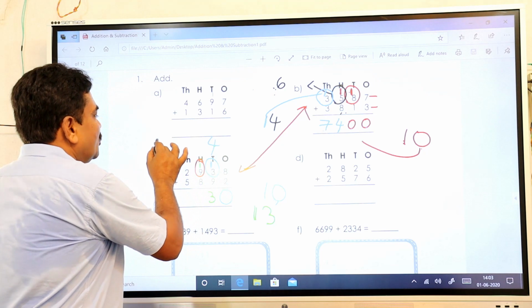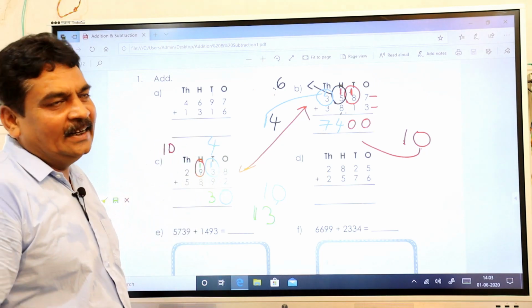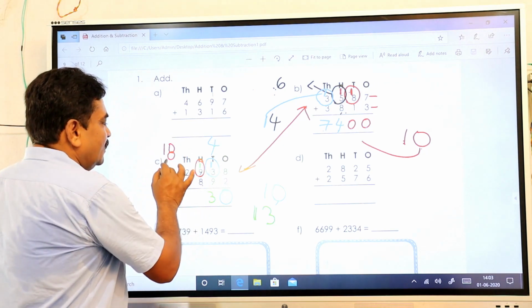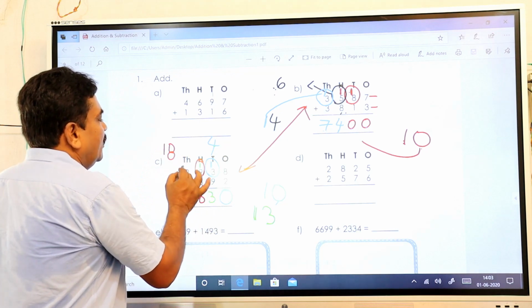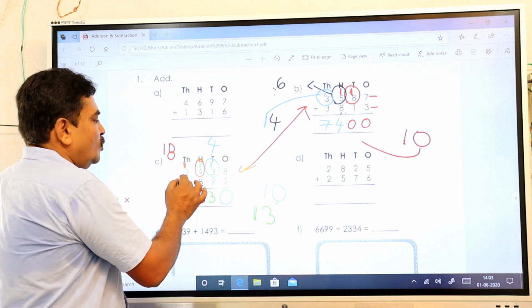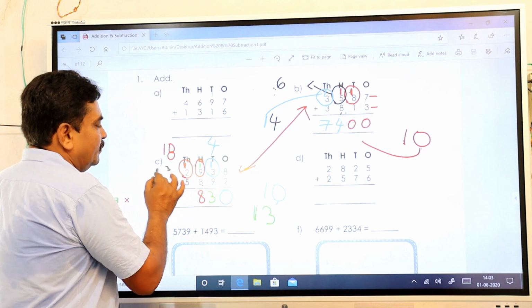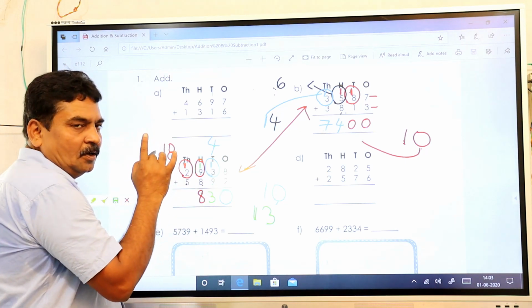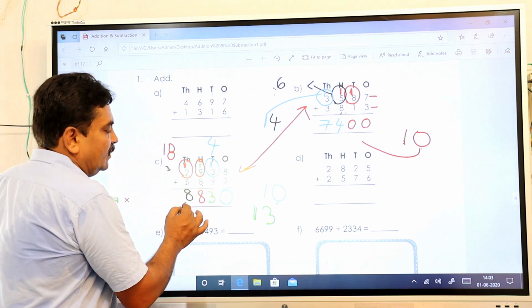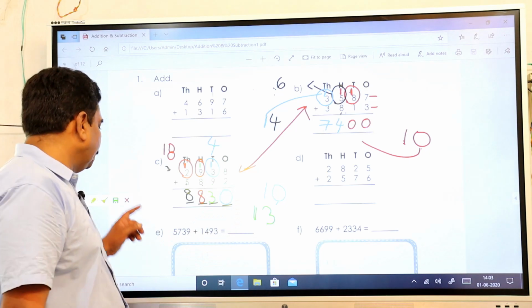1 plus 9, how much? 10. 10 plus 8. 10 plus 8 is how much? 18. So you got 18, right? So in this 18, the 8 you keep down. This 1 you take forward and keep it on the next number. Now 1 plus 2, how much? 1 plus 2 is 3. 3 plus 5. So 5 is the bigger number. Keep it in your mind. 5, 6, 7, 8. So the answer is 8830. In that way you should do it.